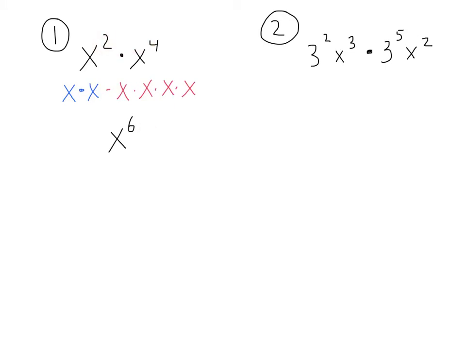But I want you to really understand that this is not an addition problem. This is really a multiplication problem. So when I have x squared times x to the fourth, this means I have 2 factors of x and 4 factors of x, so that's a total of 6 factors of x.